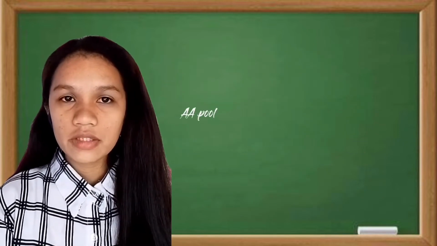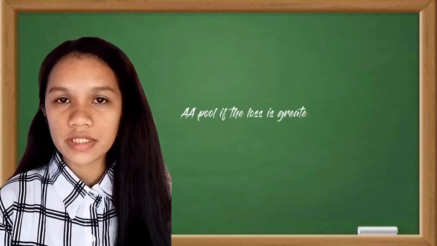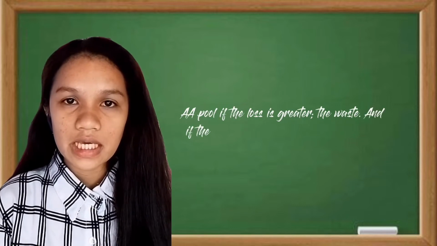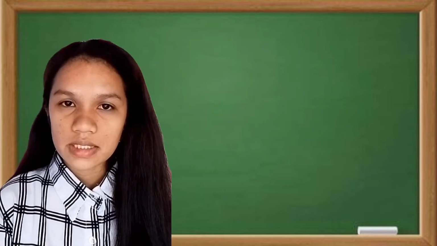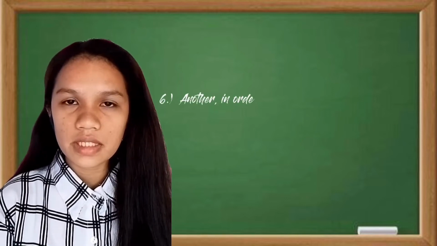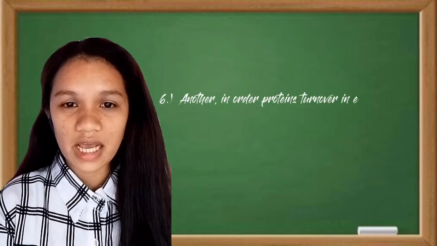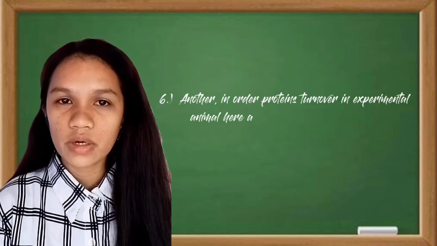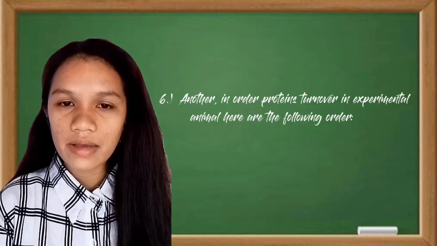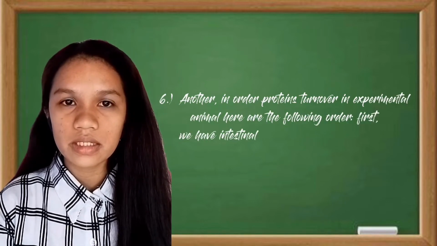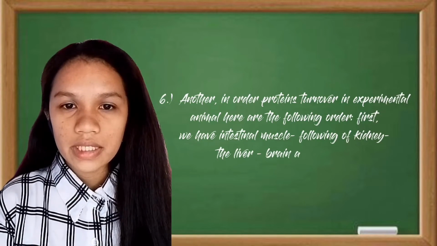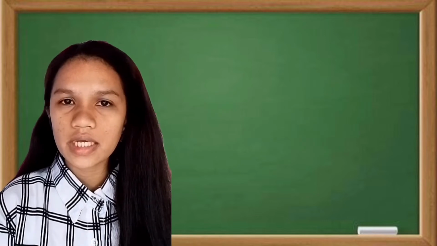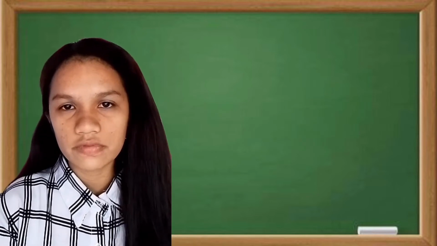Remember that in the amino acid pool, if the loss is greater, the cell wastes, and if the gain is greater, the cell grows. Number 6. In order of protein turnover in experimental animals, here is the order: first, the intestinal mucosa, followed by the kidney, the liver, the brain, and muscle. Another explanation of the amino acid pool.